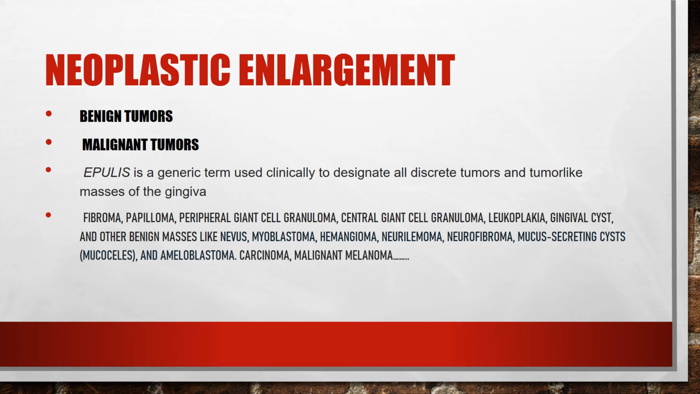Next is the neoplastic gingival enlargement. This could be benign tumors or malignant tumors. This is called epulis, a generic term used clinically to designate all discrete tumors and tumor-like masses of the gingiva. So these are some of the tumors in which gingival enlargement can be seen. That is the neoplastic gingival enlargement.